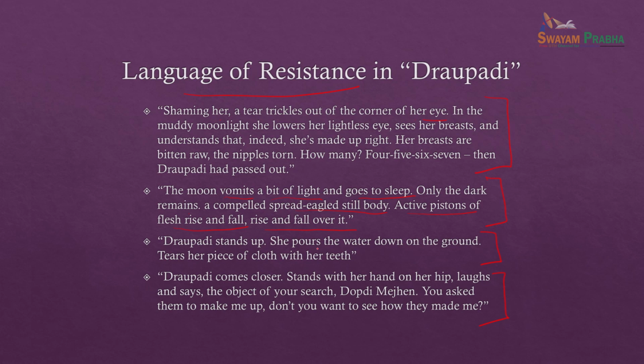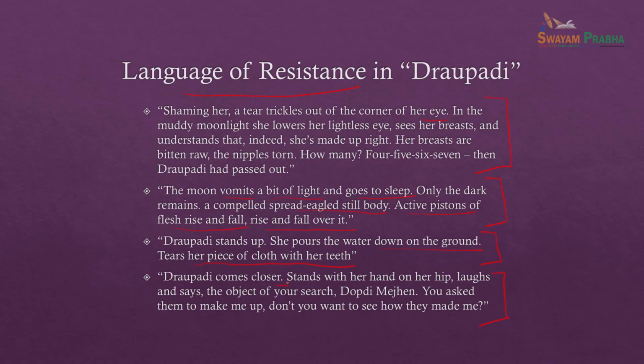Draupadi stands up. She pours the water down on the ground. So, somebody thought that when she is brought to the court or to the authorities, she must drink water and be strong because she is suffering from wounds all over the body. But she does not drink the water, she just drops it. Tears her piece of cloth with her teeth. Somebody thought that now we have to present her in front of the authority, so we should put some kind of cloth over her. But she says no, I am not going to wear clothes. She does not say that, she tears the cloth with her teeth.